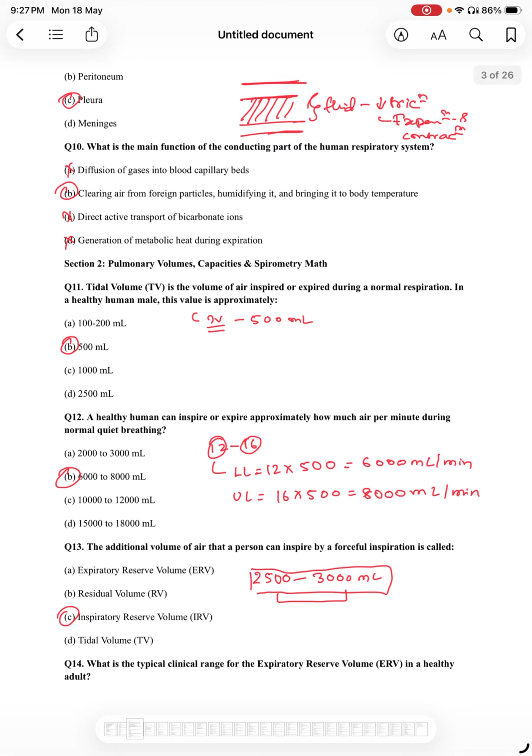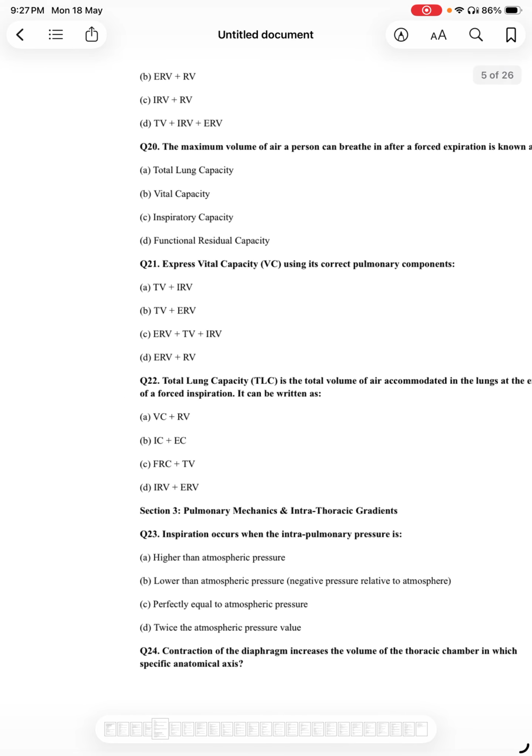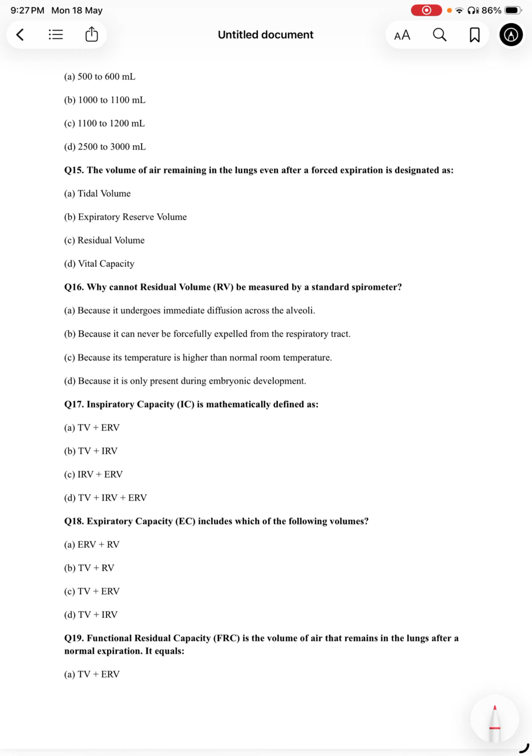What is the typical clinical range for expiratory reserve volume in a healthy human adult? See, ERV is the maximum additional volume that can be forcefully expired after a normal tidal expiration. The normal value basically ranges from 1000 to 1100 ml.